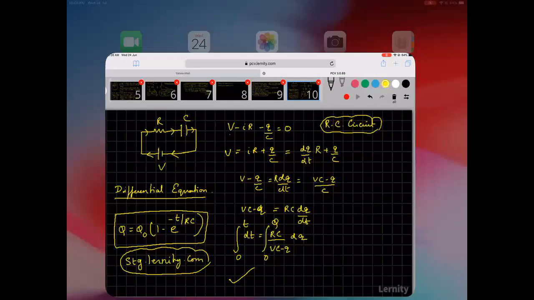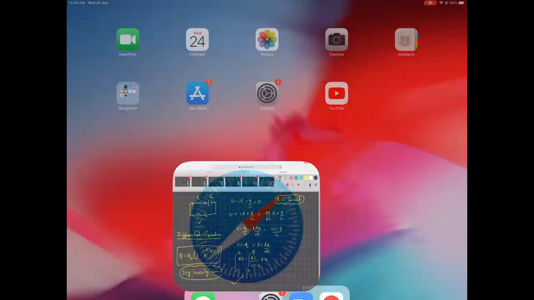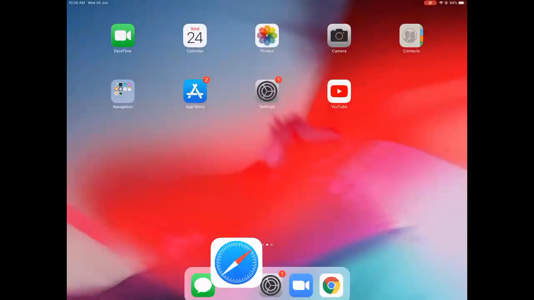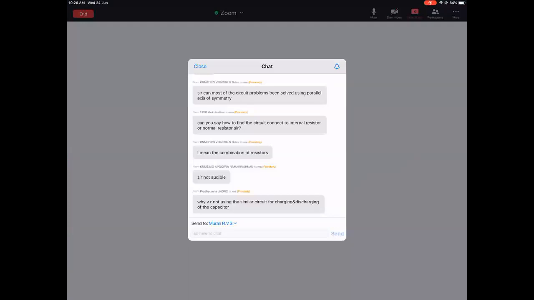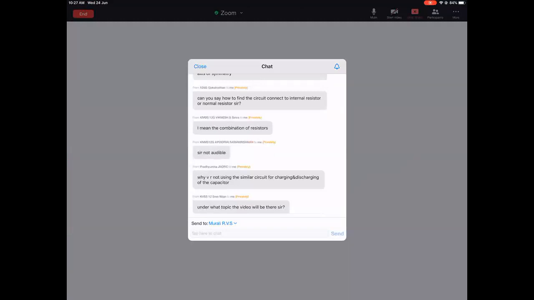Why are we not using the similar circuit for charging and discharging? For discharging, you cannot have V, no? Only if voltage is not there, it will discharge. If voltage is there, how will it discharge? If a bucket is full, you can't draw more water from a well. So to draw more water from the well, you have to first empty the bucket. Only if you empty the bucket, you can draw water.